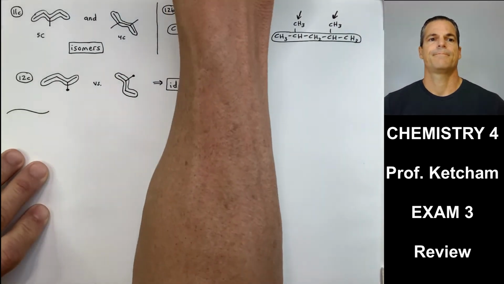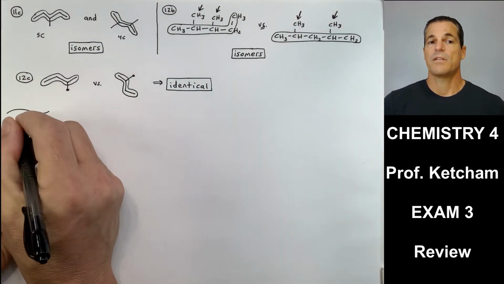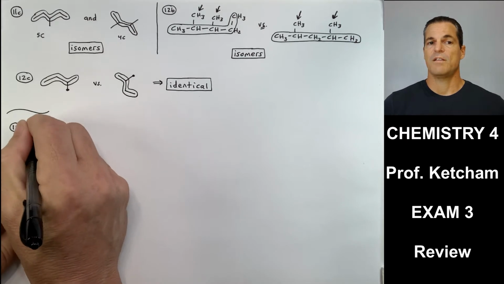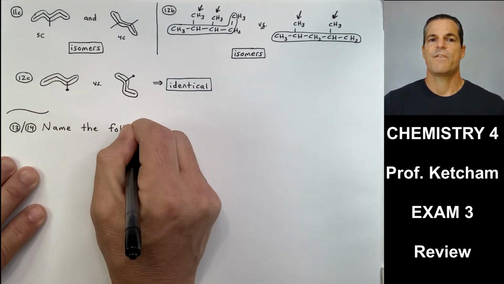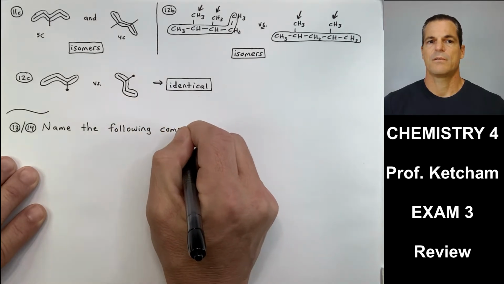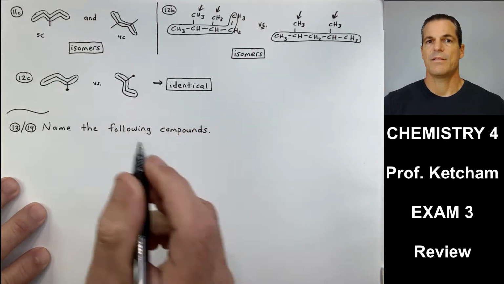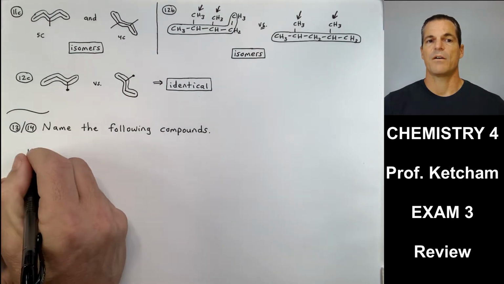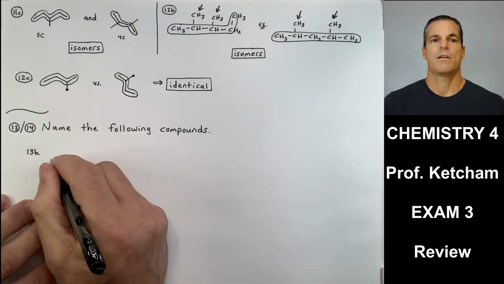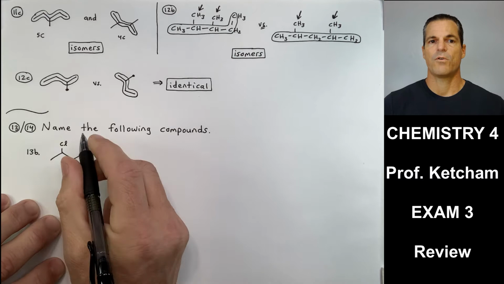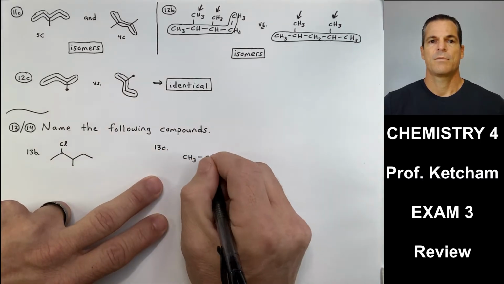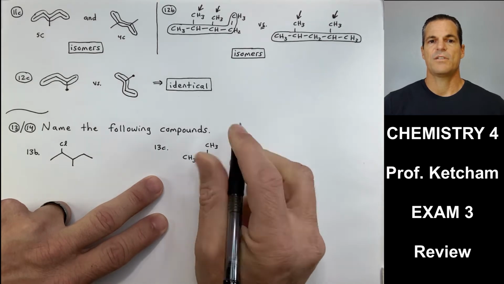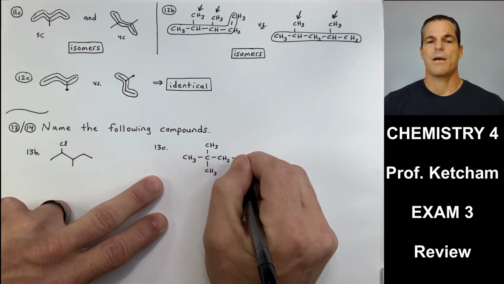Okay, so the next problems are 13 and 14 from chapter 11. It says, name the following compounds. So if they want the name, then what we're going to receive are the structures, okay? And these structures can either be line angle formula or they can be condensed formula. All right. So 13B, 13C, let's get these drawn out and then we'll try them.